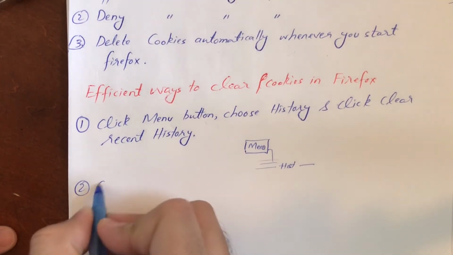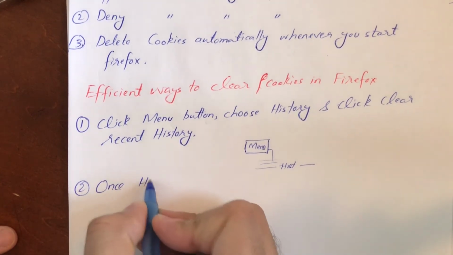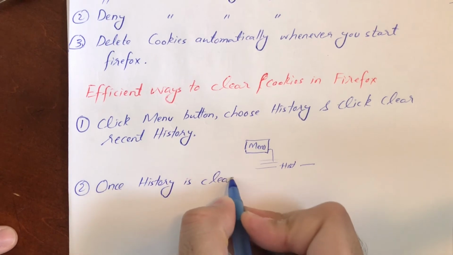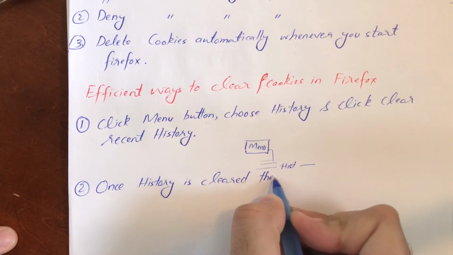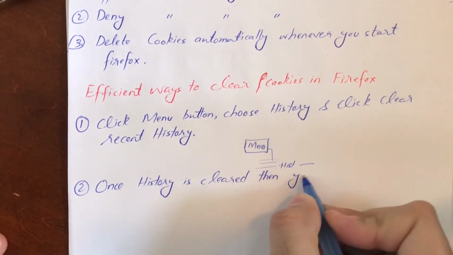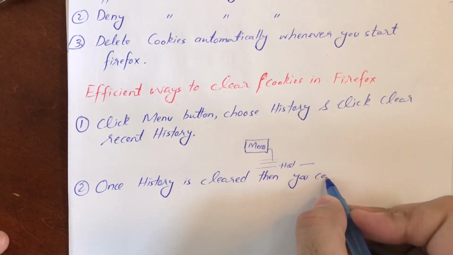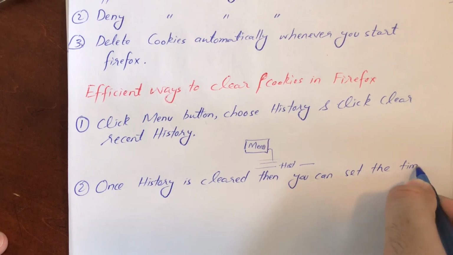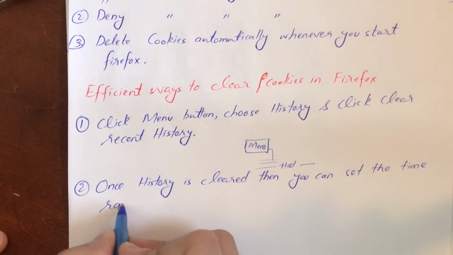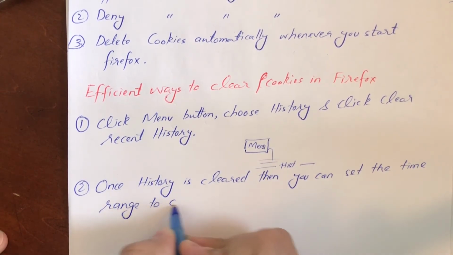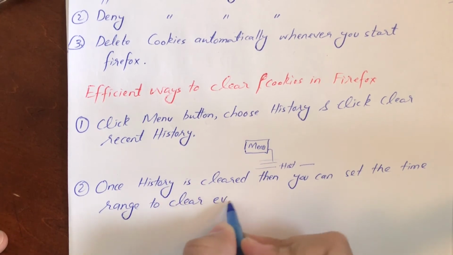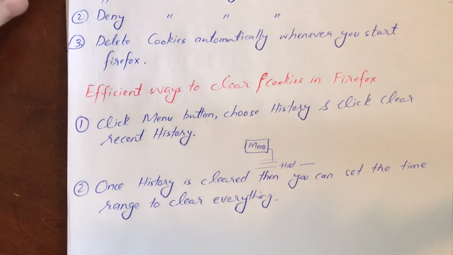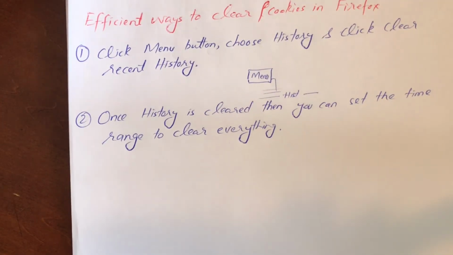Number two, once history is cleared, then you can set the time range to clear everything. Like after how much time things are going to be cleared. You can do that.